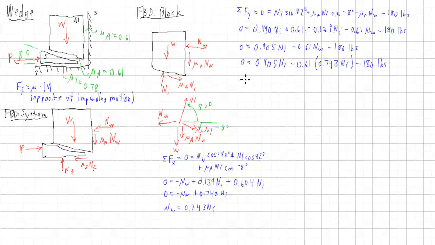So I combine them and I get 0 equals 1.358 Ni minus 180 pounds. Put 180 pounds on the other side.